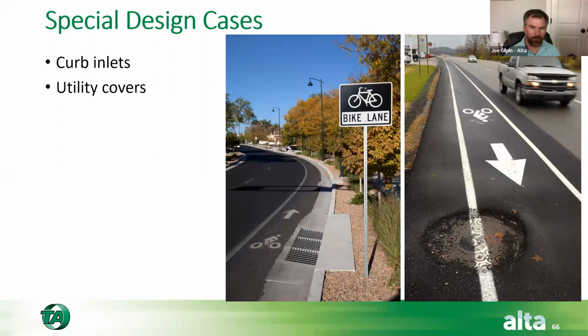And then if you have utilities, a lot of times our utilities tend to be on the side of the roadway because they're easier to maintain there, but they also end up right in the bike lane. And are the manholes, utility covers, are those compatible? Are they at a reasonable surface level?